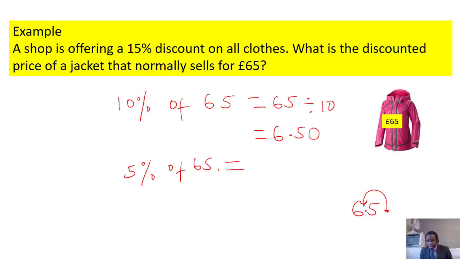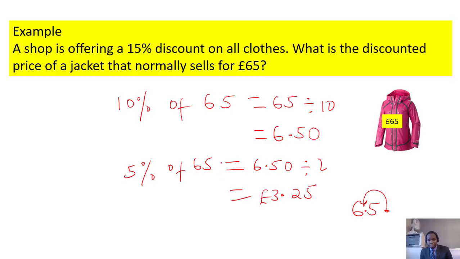Now, 10% of 65 is £6.50. It means that 5% is going to be half. It's going to be half of that. So what I need to do is basically to half £6.50. Now, half of 50 is going to be 25. So we're basically halving £6.50. Right? So half of 50p is going to be 25p, and half of 6 is basically 3. So the answer is £3.25.